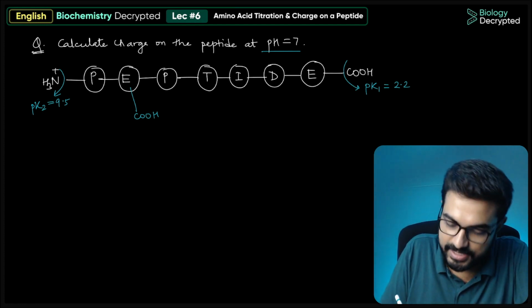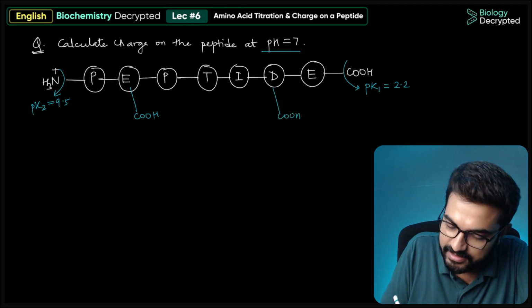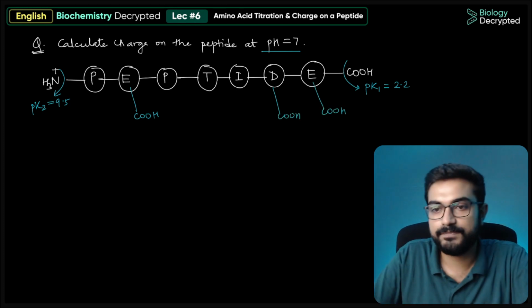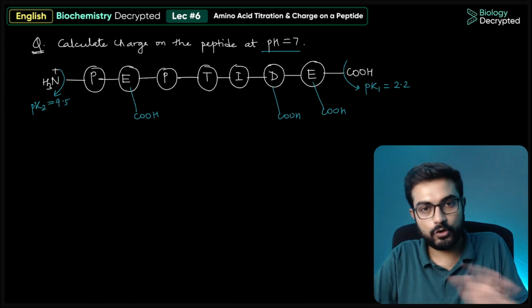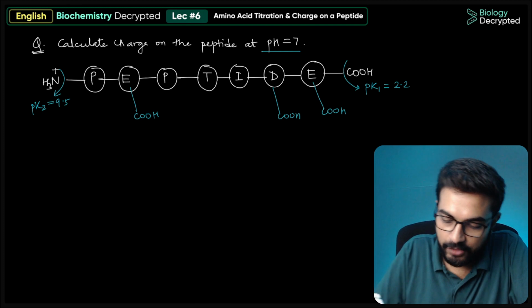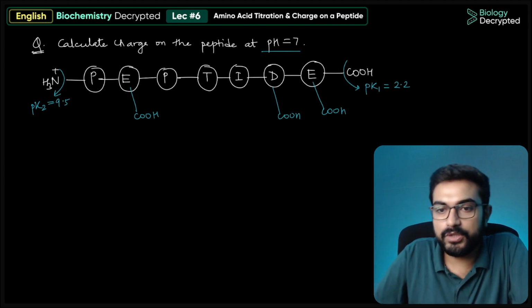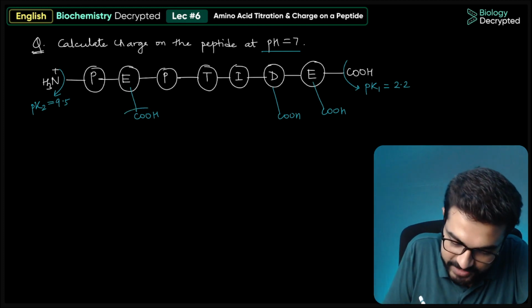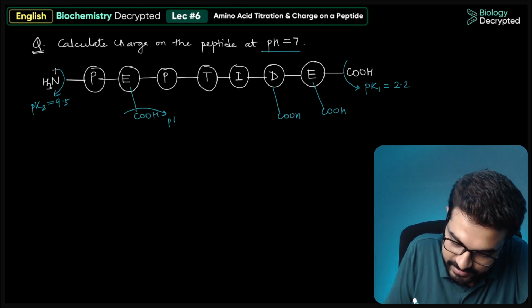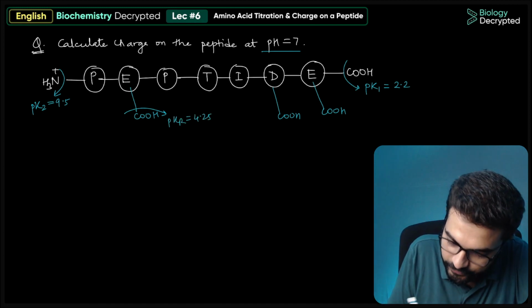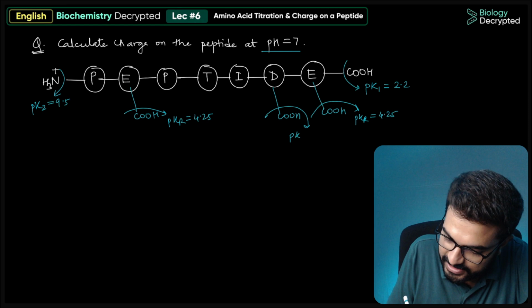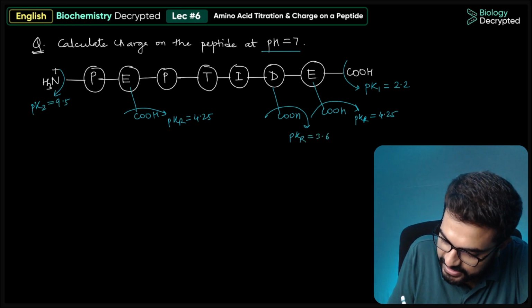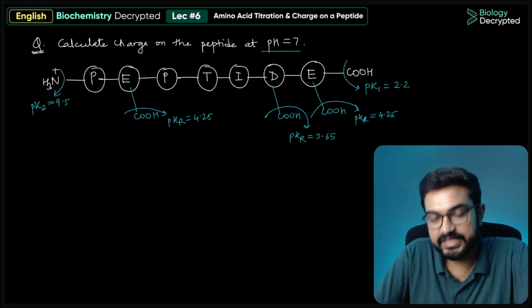Here, for this aspartic acid, again, there is COOH. Here we are having COOH. These are the only groups that are charged. Otherwise, no other groups are actually capable of ionization. Now let's talk about the side chains, which have a pKr. This has a pKr of 4.25. Similarly, this has a pKr of 4.25, and this has a pKr of 3.65. This has a pKr of 3.65.